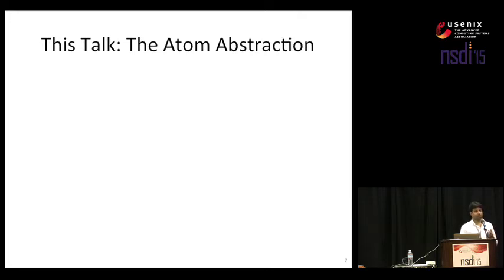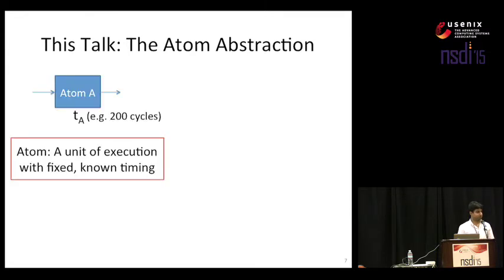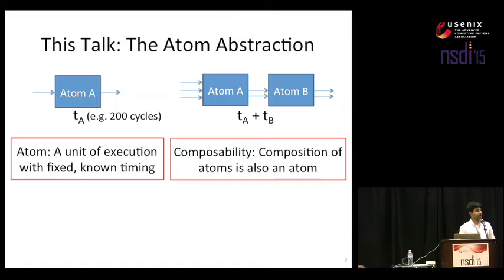So an atom is a unit of execution with fixed and known timing. It's a software module for which you can exactly characterize the cycle count every time it executes on this processor. The atom abstraction follows one other property called composability, which says that when you compose two atoms, you end up with a new atom, which is to say that the new atom, which is the composition, will have an execution time that is the sum of its individual constituents, right?